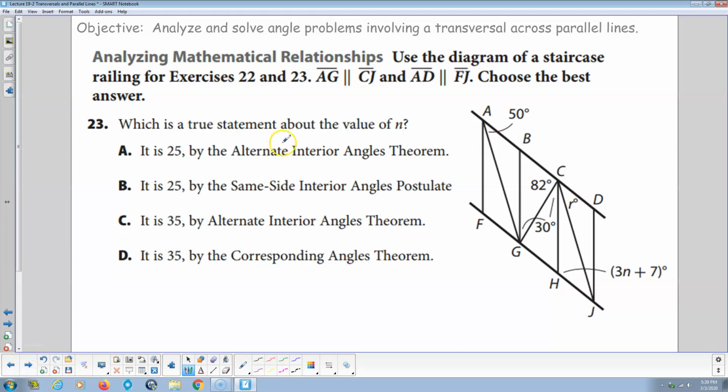Next problem. So, AG is parallel to CJ again.